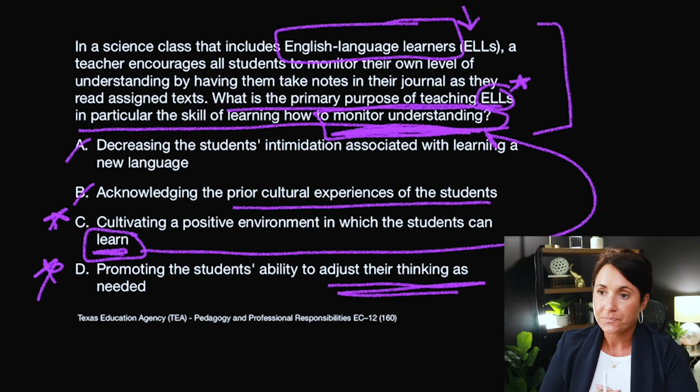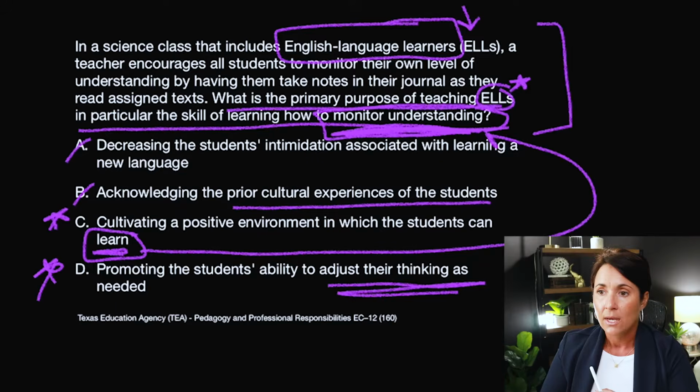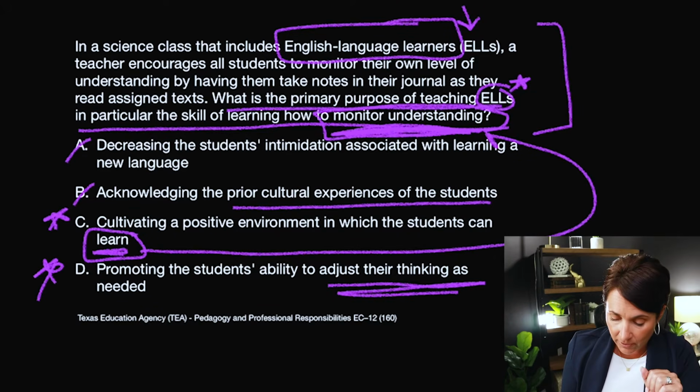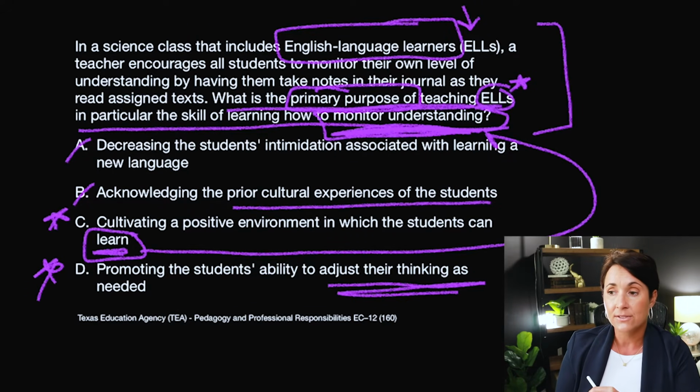In a science class that includes English language learners, all right, so it's a science class, so that's going to be about science instruction, not necessarily reading instruction. A teacher encourages all students to monitor their own level of understanding by having them take notes in their journal as they read assigned text. What is the primary purpose? Again, strong language here. What is the primary purpose of teaching ELLs this particular skill to monitor their understanding?